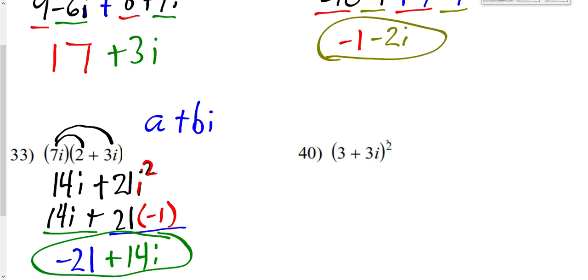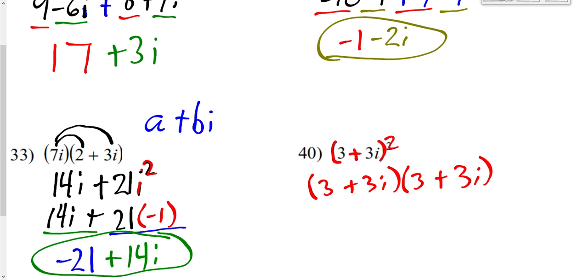Over here, we have two things that we're adding, and then we're squaring it. Well, remember, squaring means multiplying it by itself. So I'm going to go 3 plus 3i times another 3 plus 3i. And then all I have to do is just double distribute or FOIL.